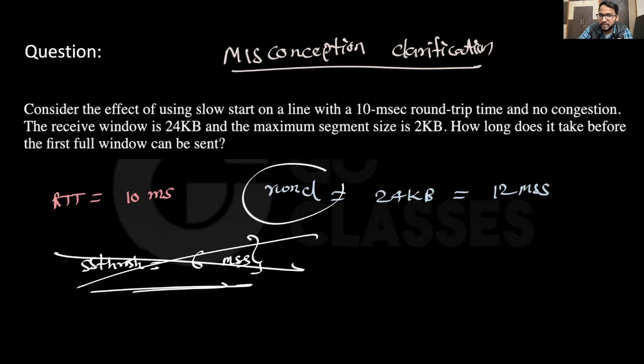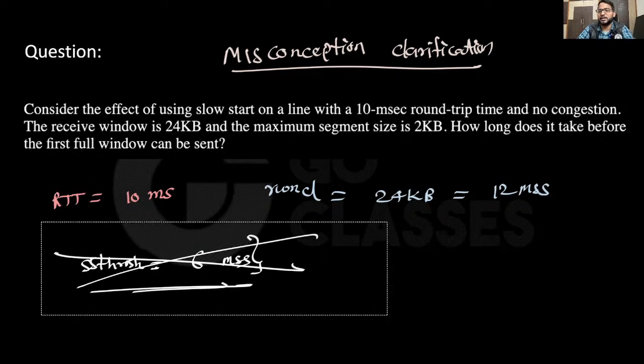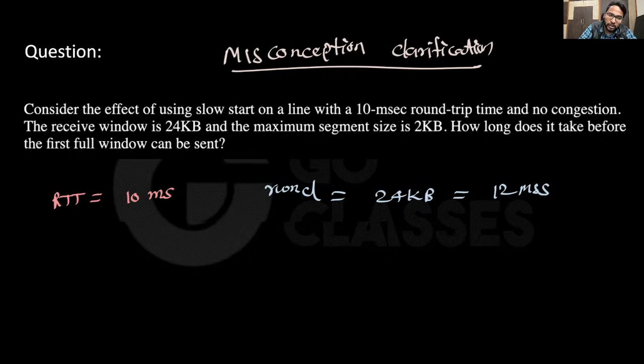Because you do not divide the receiver window, you divide the congestion window, and that too after the congestion. But it is clearly written there is no congestion. Then why are you setting the initial threshold? If it is not given, because there is no congestion, you do not need the threshold. You just double it. So it is 1, then 2, then 4, then 8, then you want to set 12, so it is 12.